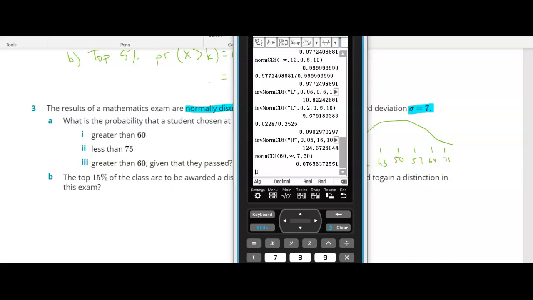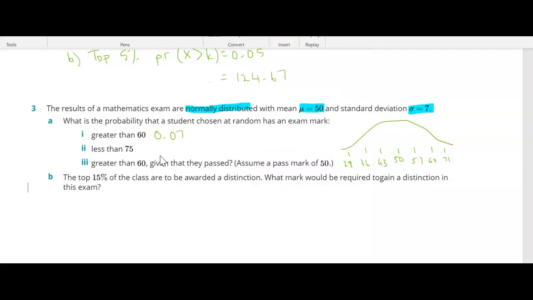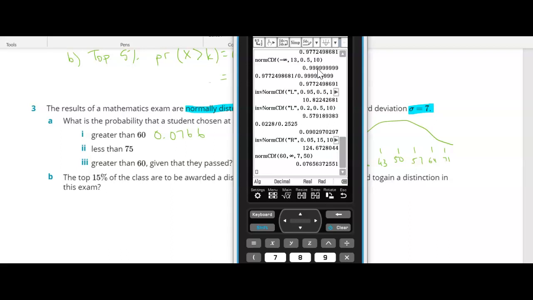All right, so an exam mark greater than 60. If I look here, we get 0.0766. All right, so that looks pretty legit. We're looking at quite a small proportion. All right, for the second part, we want less than 75.